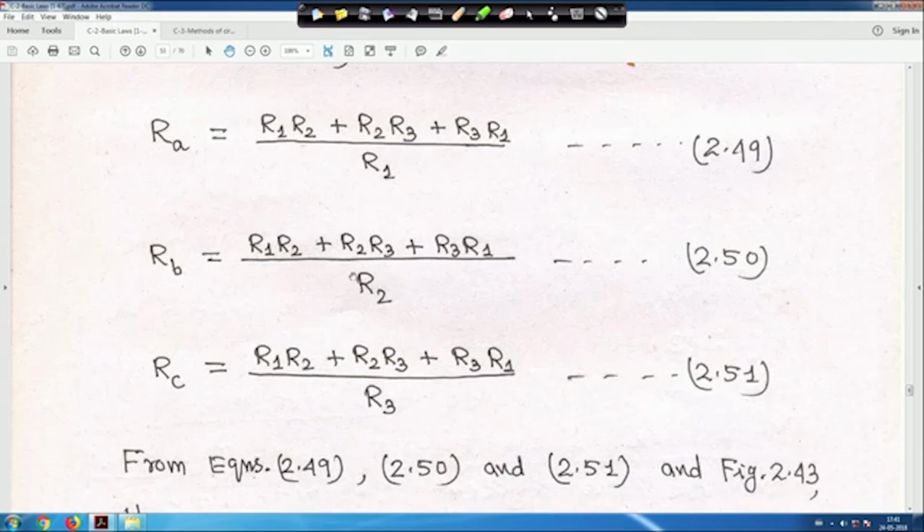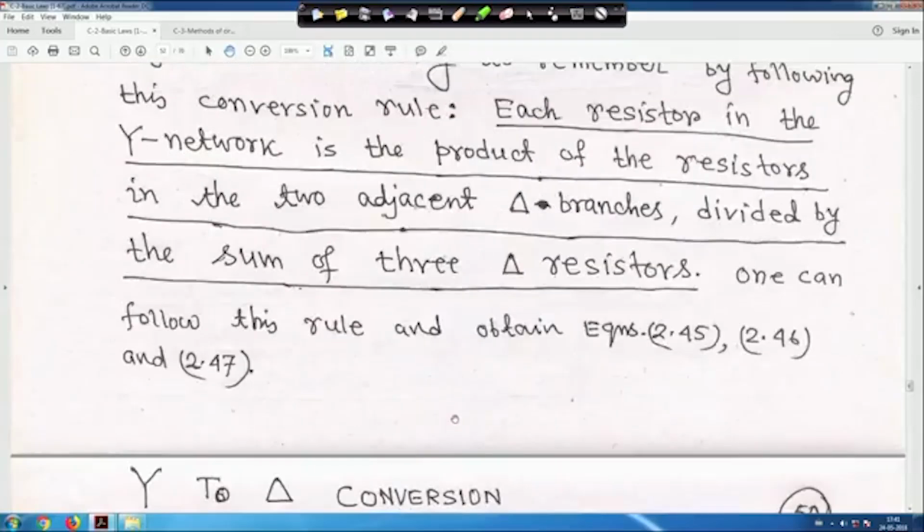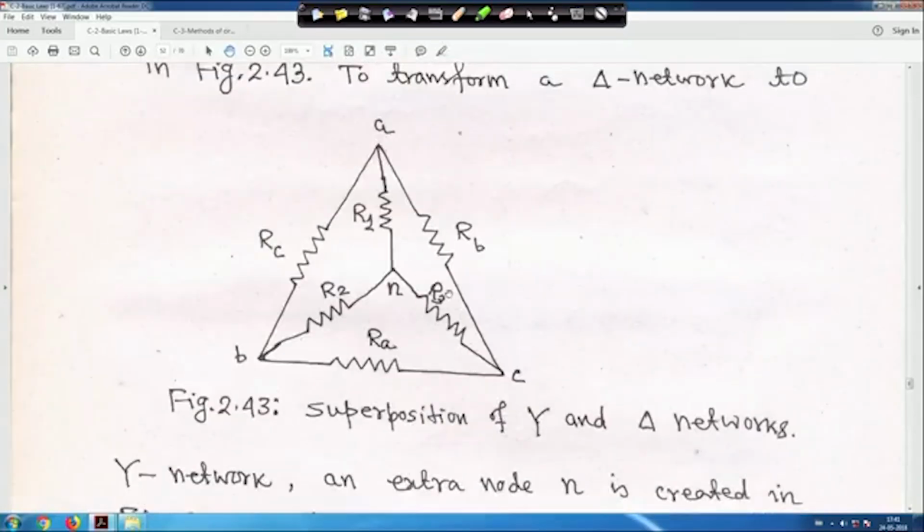But how to remember? I will simplify it this way. In all the cases the numerator, R 1 R 2 plus R 2 R 3 plus R 3 R 1, remains the same. Only for R A it is divided by R 1, for R B divided by R 2, and for R C divided by R 3. So, if you look into the circuit, that is your star to delta transformation, what will be your R A, R B and R C.